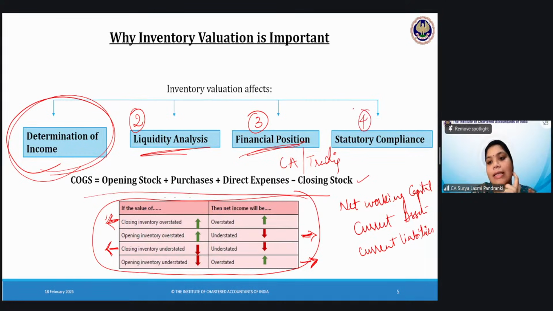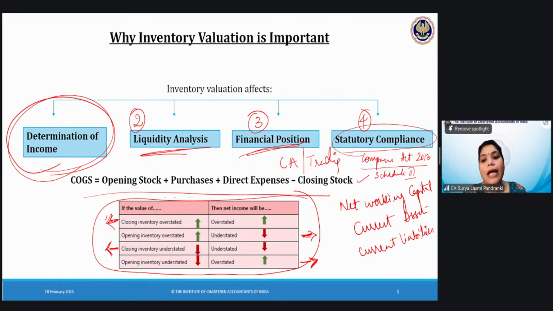And the last one is statutory compliance. Statutory compliance is nothing but we have this Companies Act 2013, which will give you Schedule 3. So what is Schedule 3? Schedule 3 is nothing but it will give you a format of how your financial statements have to be prepared. What are the inclusions or exclusions, or what is the format that you will have to follow? What are the classifications that you have to do? Everything is given in your Schedule 3 in the Companies Act 2013.